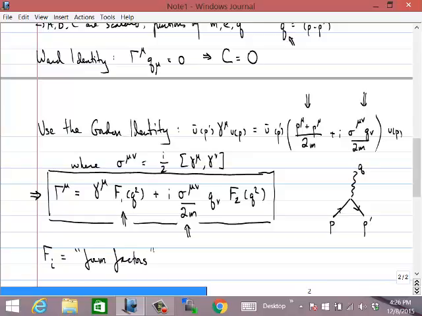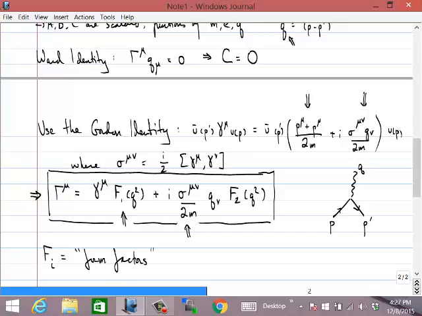And what I'd like to do is spend a little bit of time, before going ahead and computing these in quantum electrodynamics, talking a little bit more physically about what these form factors mean. Form factors occur all over the place in particle physics. They really capture all of the quantum structure of the electron as viewed by a photon in quantum electrodynamics.